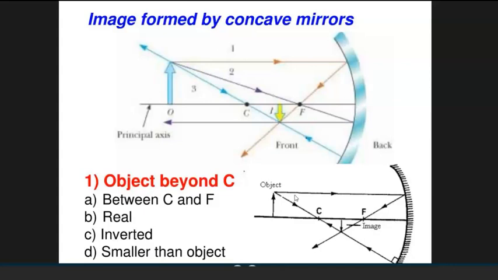Now in this case only two spatial rays have been drawn. One is spatial ray 1 and here spatial ray 3. So only two rays are enough to use for the ray diagram for the image formation by the spherical mirror.